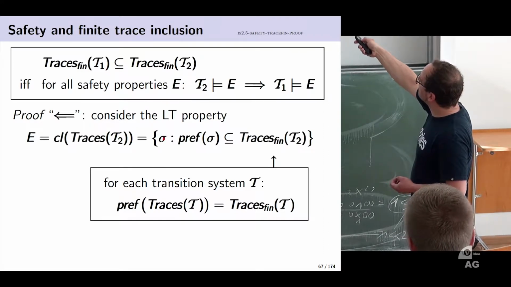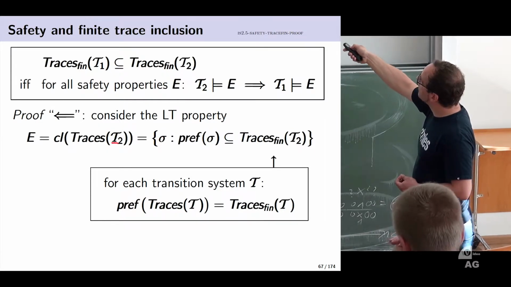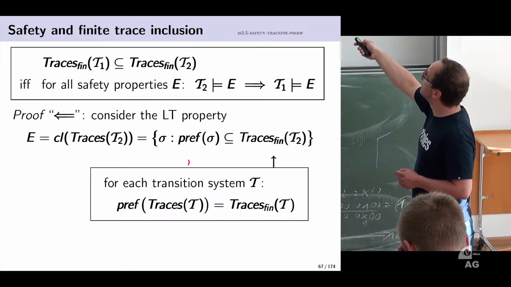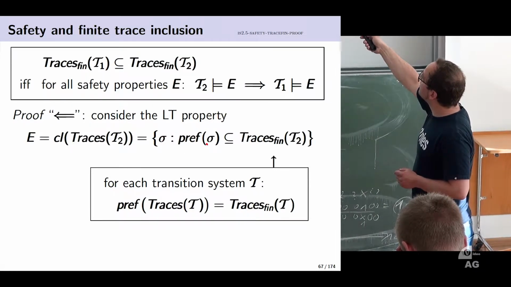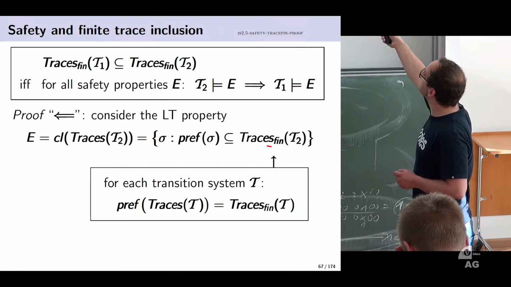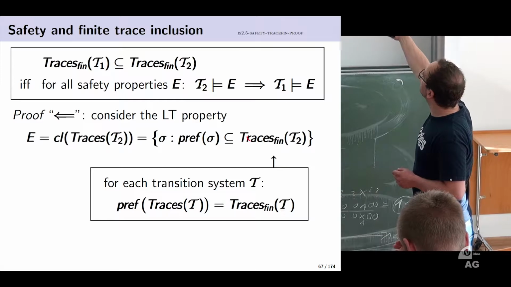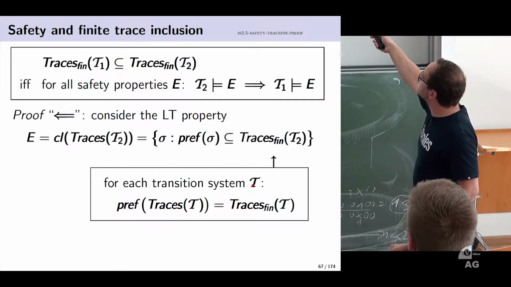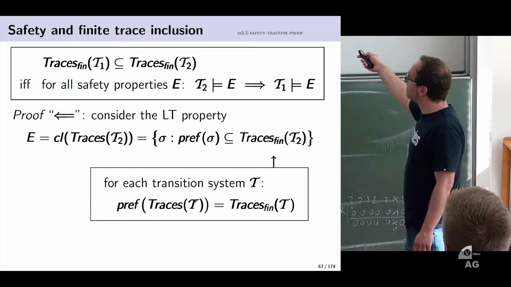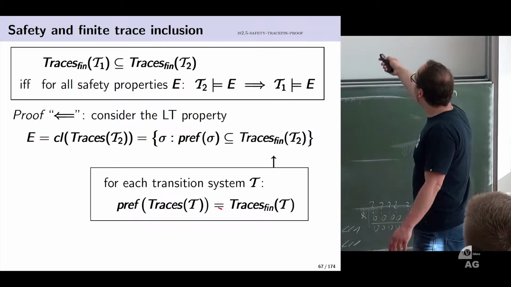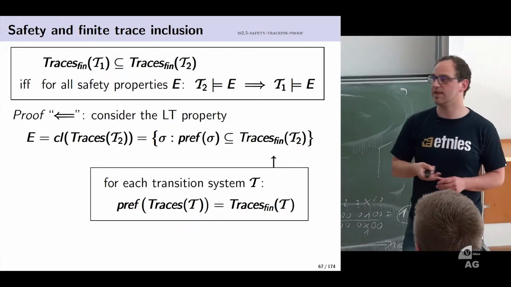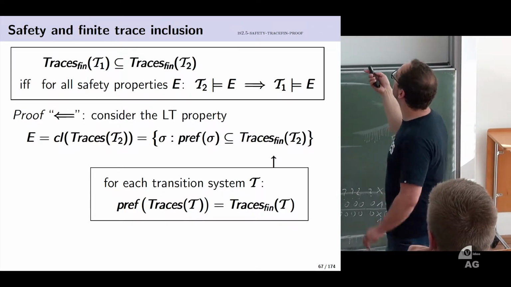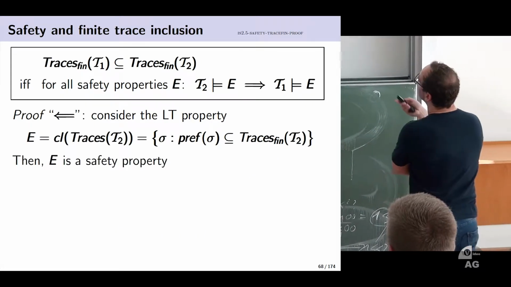Now again, a quick reminder that the closure of some set of infinite words, in this case the traces of T2, is all words such that the prefixes are fully contained in the prefixes of this one. And here we already substituted that with the finite traces of T2, because you can show that for each transition system, the prefixes of the traces of the transition system are exactly the finite traces of the transition system. And this is not hard to see. We don't use that here in this proof, I guess, but anyway, it's a nice thing to know.